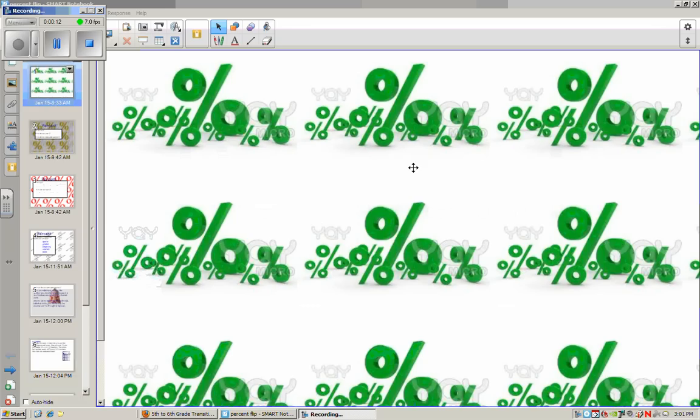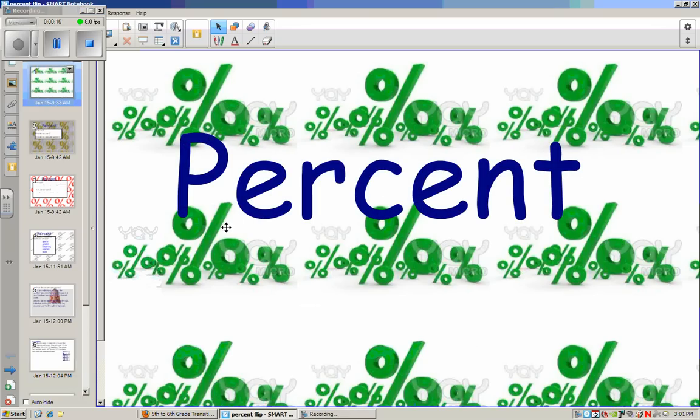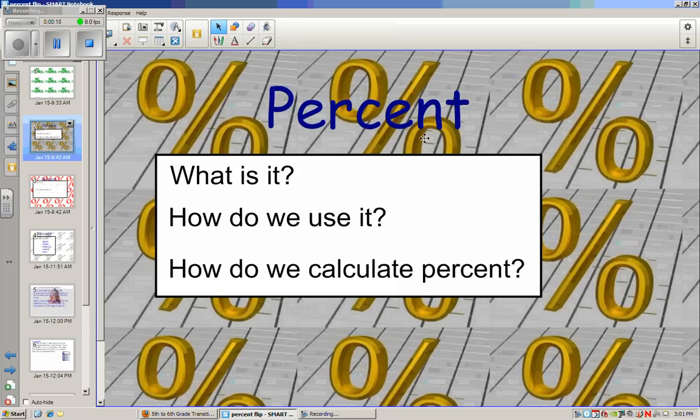Today, if you can guess by some of these symbols that we have around here, we are going to be studying percent. So, when we talk about percent, the things that we're going to be talking about is what is it, how do we use it, and then how do we calculate it, of course, because we're going to practice that. It is math after all.